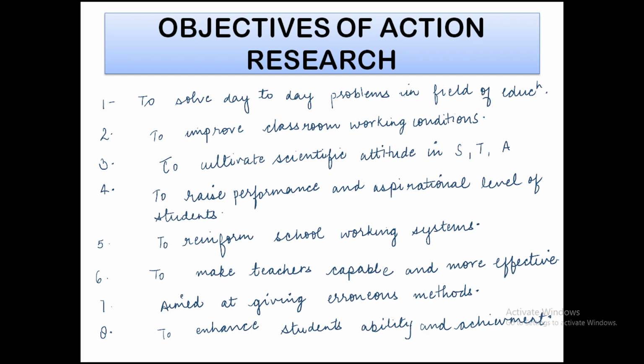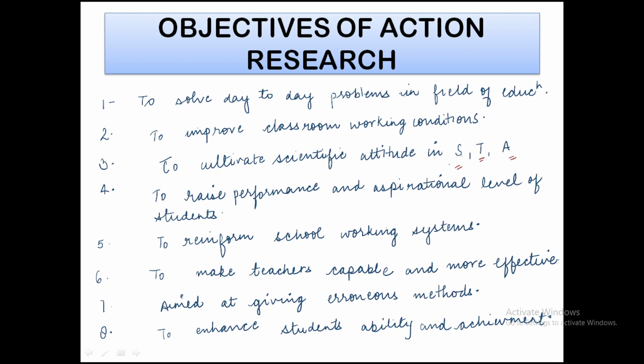Now, what are the objectives of action research? That is, when we do action research, why do we do it? So there are different kinds of objectives. These are written in this slide, and you can note them down. I will just read it for you. To solve day-to-day problems in the field of education, to improve the classroom conditions, to cultivate scientific attitude in students. S for students, T for teachers, and A for all the administrators. The performance and aspiration levels of students can be raised, their ability and achievement can be raised if we emphasize developing their overall personality.